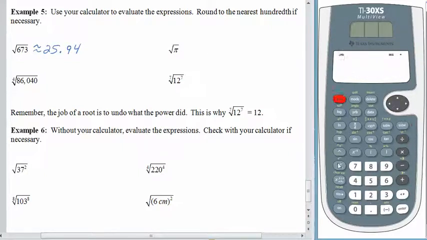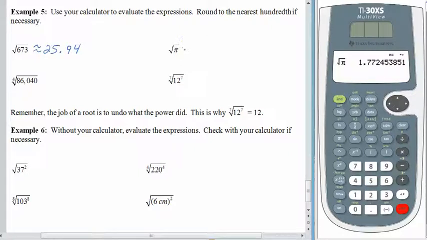Second, square root, and now we need pi. And pi is up here, the fourth button down on the left-hand side. Just press pi. And there we have 1.77, and the third digit is a 2, so the 77 will stay. So this is approximately 1.77. How about the fourth root of 86,040?